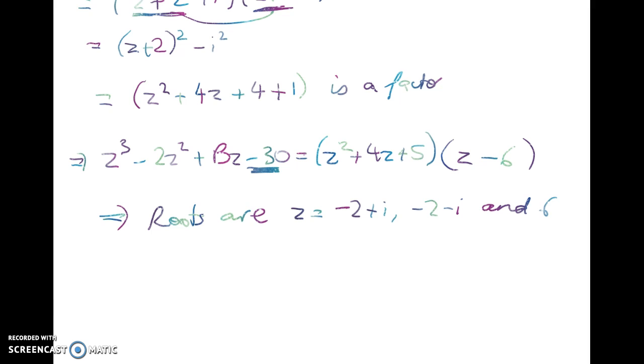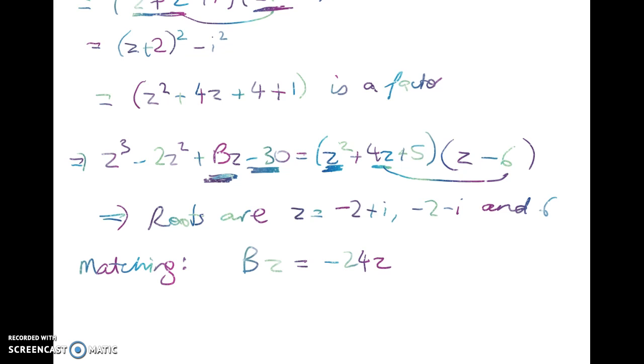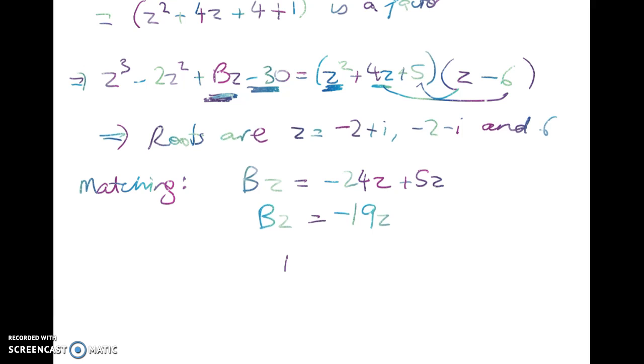So how do we get b quickly? Well, we just have to partially expand. So matching coefficients, we've got bz is equal to, well, there's not going to be anything z-y coming out of z squared. So we're going to have -24z plus 5z. So bz is equal to -19z. And that gives us b is equal to -19.